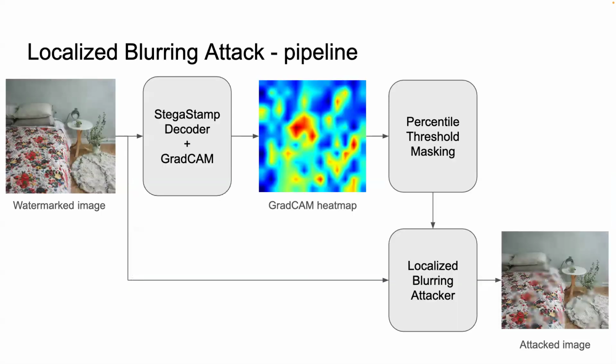Here's our pipeline for localized blurring attacks. We run the watermarked image through the StegaStamp decoder with GradCAM to get a heat map of hidden information, and then pass it through a top percentile masking function to output the regions of interest, which our attacker uses to attack. The output has blurred regions corresponding to the regions of interest.